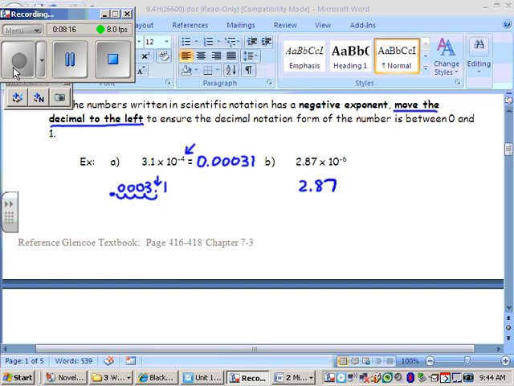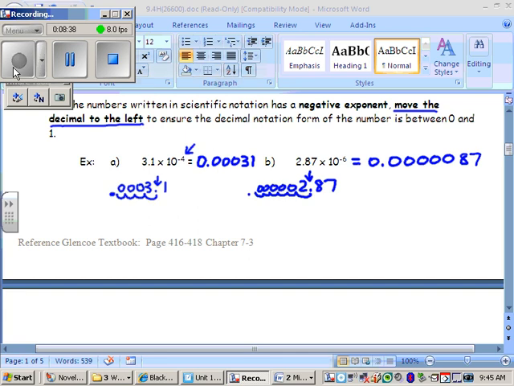In problem B, you'll want to move the decimal 6 places. 1, 2, 3, 4, 5, 6, which means you're going to add 5 zeros. So this decimal is gone. So you can put a 0 in front if you'd like, but it'd be 5 zeros after the decimal, and then an 8 and a 7.